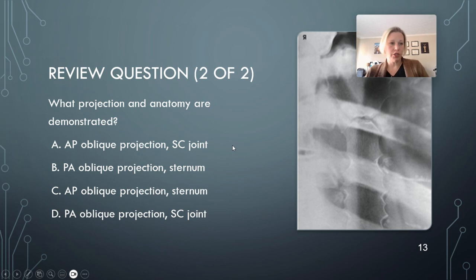All right, question 2. What projection and anatomy are demonstrated in this image? A. AP oblique projection, SC joint. B. PA oblique projection, sternum. C. AP oblique projection, sternum. Or D. PA oblique projection, SC joint. And this would be B. PA oblique projection for the sternum.